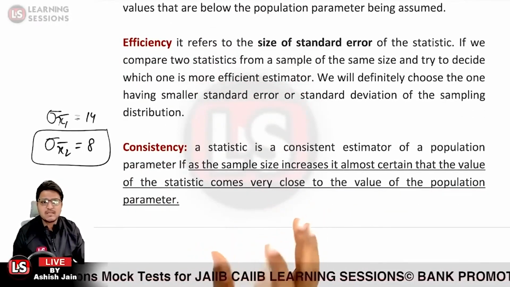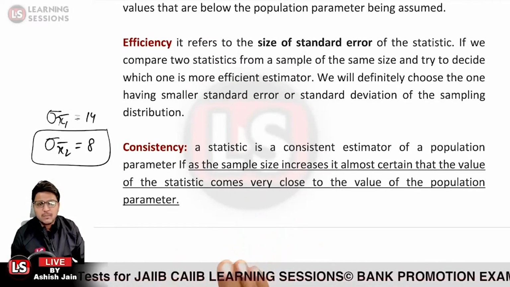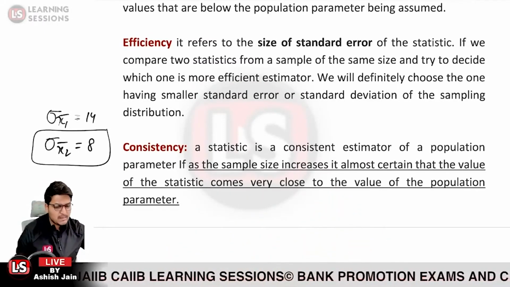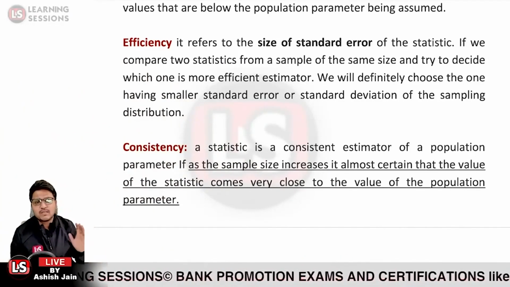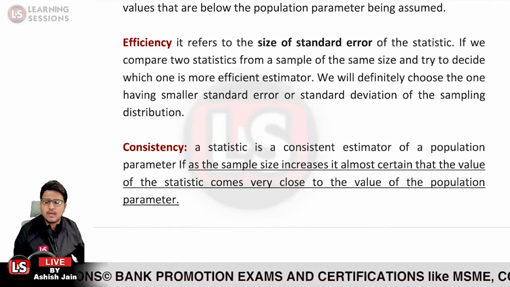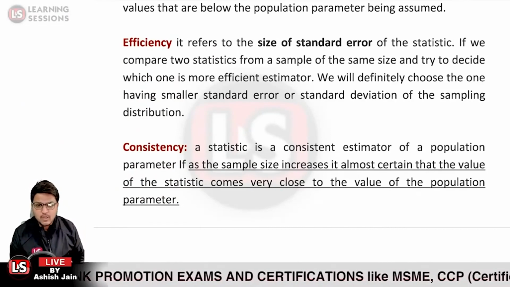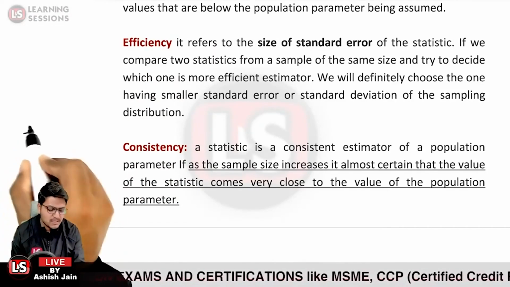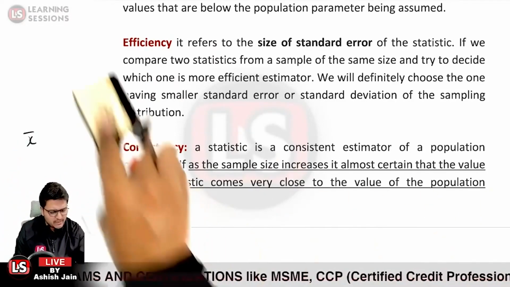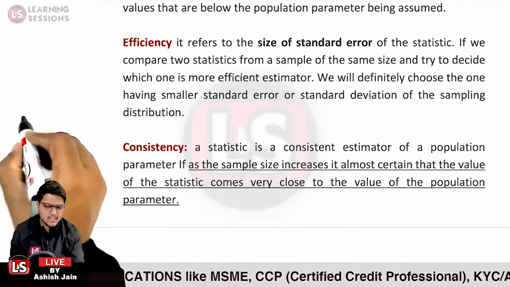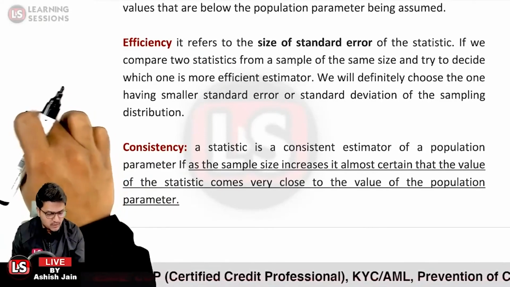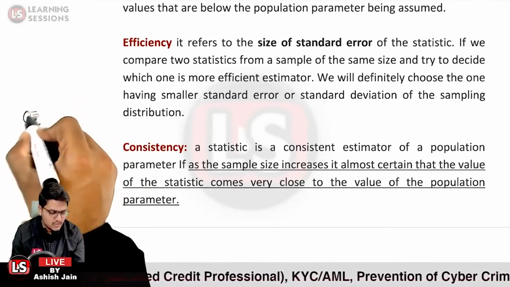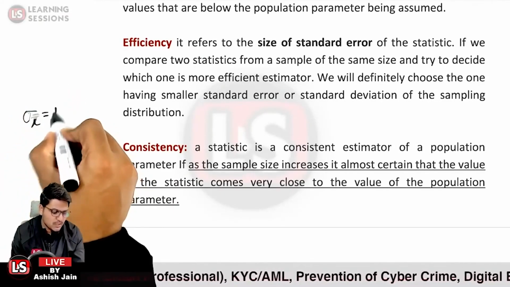It must be consistent in a manner that if the sample size increases, it is almost certain that the value of the statistic comes very close to the value of the population parameter itself. So let us take the case that we are having the value of sigma x equal to 12 over here.